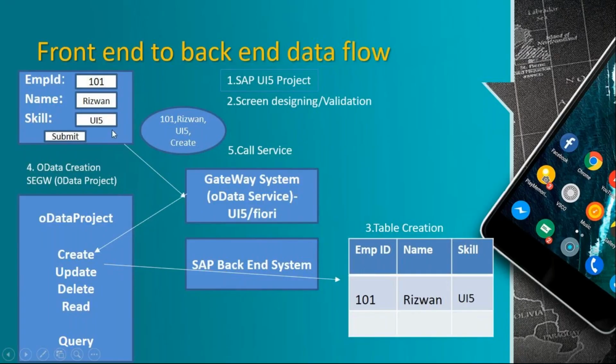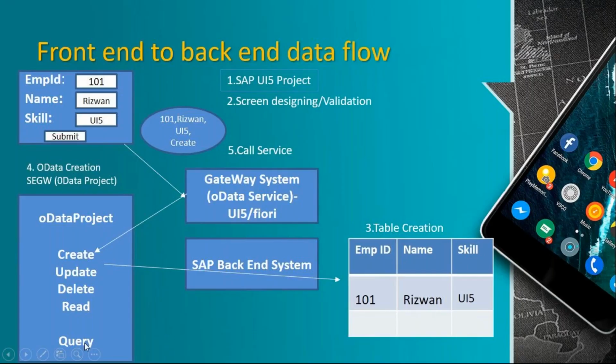And the vice versa happens in the same way. Let's say this table is already filled with 100 employees. From the front end, I want to read all these 100 employees. So I will call the OData service with the query operation or read operation. The request goes to the OData service and the OData service will redirect the execution to the query operation, where I have already written the logic that is select star from this table.